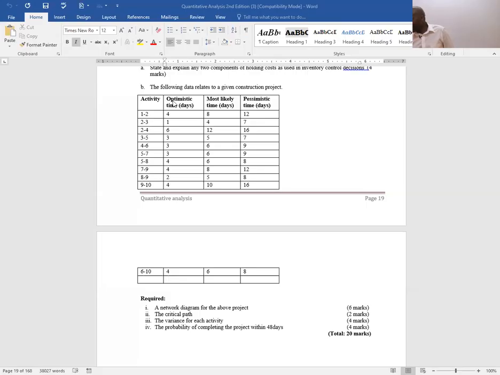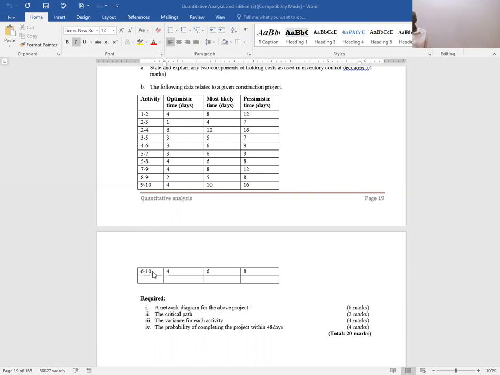So, ladies and gentlemen, this is the kind of question that I'm talking about. We are given the following data relating to a given construction project. So we have nodes 1, 2, all the way to 6, 10. We need to come and draw these.